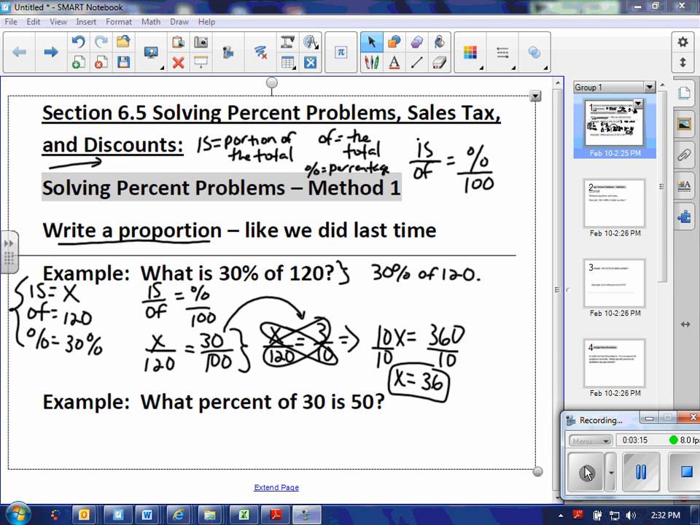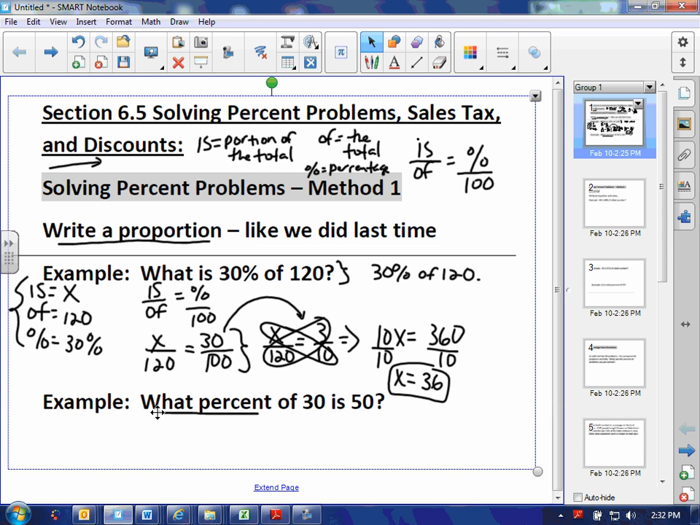All right, using the same method, I'll solve this problem. It says, what percent of 30 is 50? Again, we'll use the first method, the proportion. Remind yourself, we need to find an is, an of, and a percent, and then we will use is over of equals percent over 100. It says what percent? We don't see even a percentage sign there, so we know we're finding the percent. That's easy.